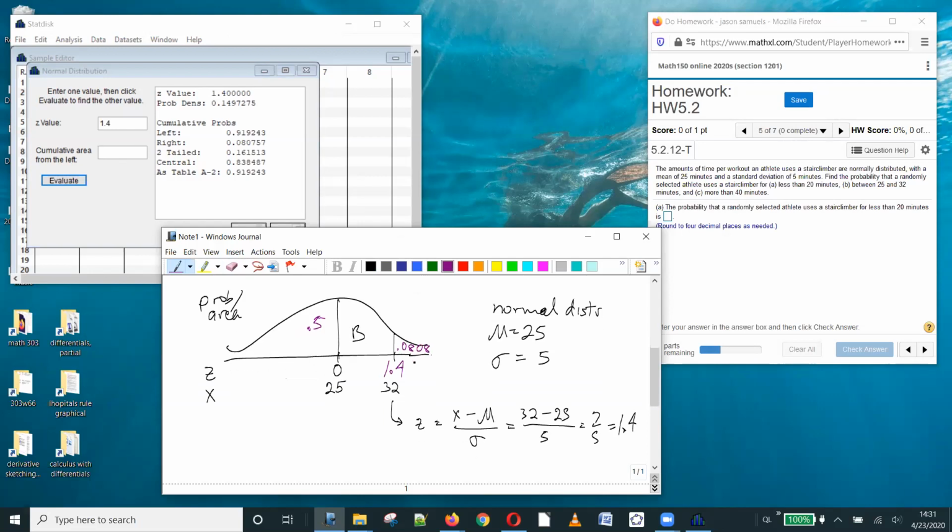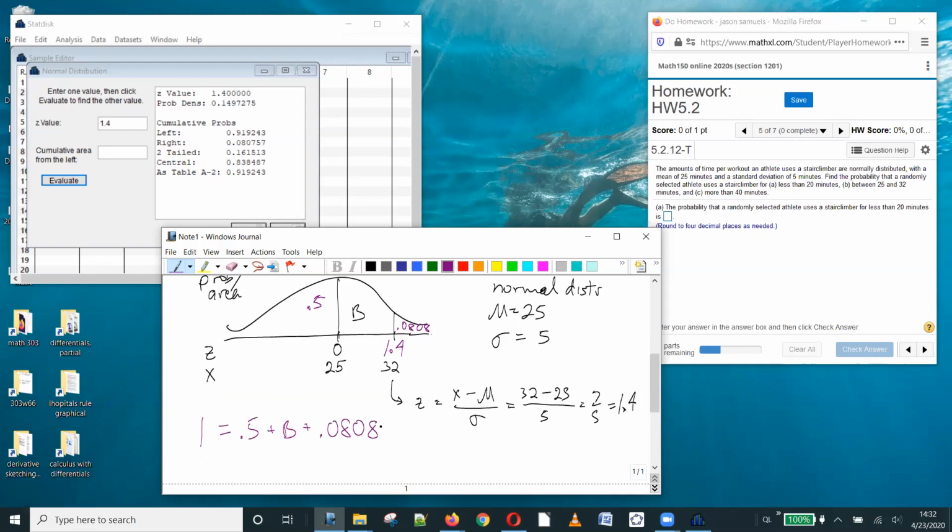Now again, we use the basic property of probability, which is that total probability must always equal 1. So 1 must equal 0.5 plus b, which is the probability that we're trying to figure out, plus 0.0808. Now just solve for the thing we're trying to figure out. So b equals 1 minus 0.5 minus 0.0808, and with the calculator, that's 0.4192.